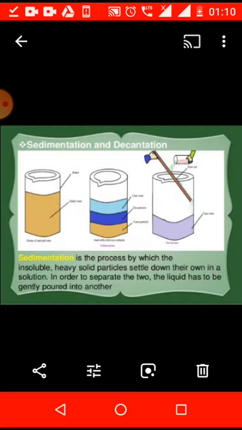And this is also sedimentation and decantation, another type of separation of mixture. Sedimentation is the process in which insoluble heavy solid particles settle down on their own in a solution. In order to separate the two, the liquid has to be gently poured into another container.